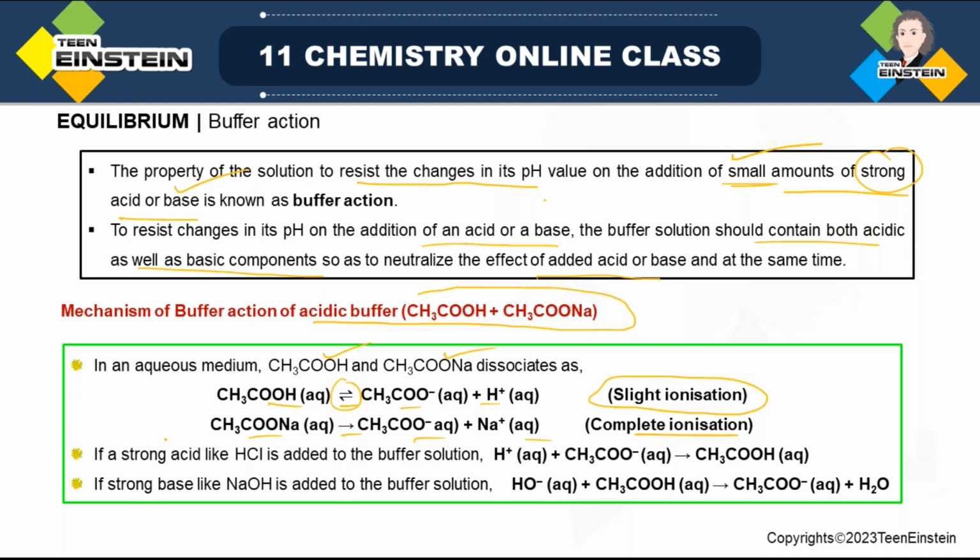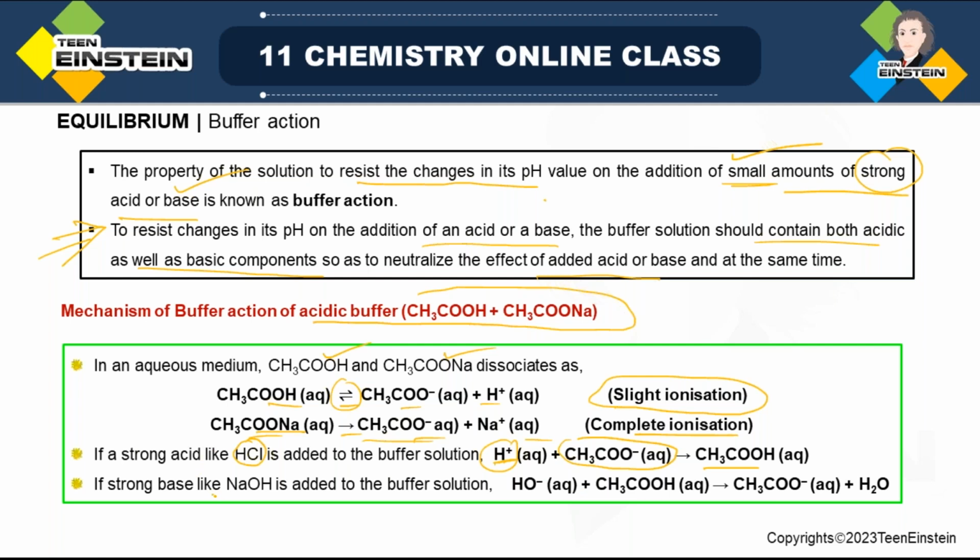Now, under this condition, suppose you are adding a small amount of strong acid. What will happen? As we have mentioned in the second point, there is an acidic component and a basic component. When you are adding acid, the basic component is basically the acetate ion. As the salt is fully dissociated, you have a high concentration of acetate ion. This acetate ion will combine with this H plus and produce undissociated acetic acid. In this way, the effect of this excess H plus is nullified by the acetate ion which is already present in the buffer.